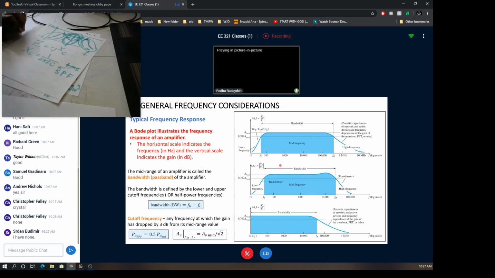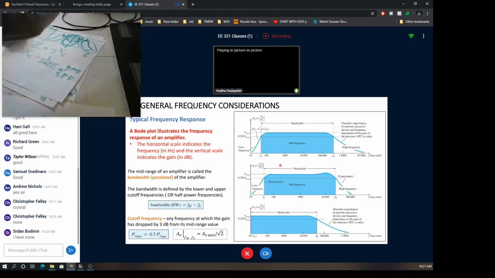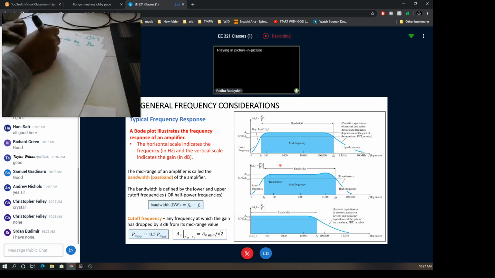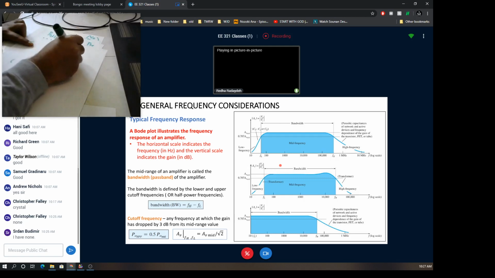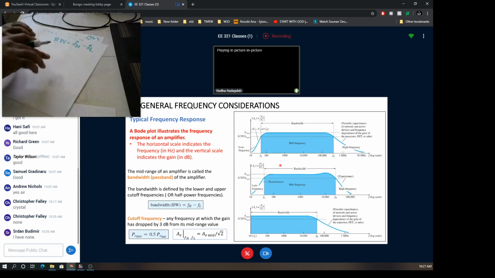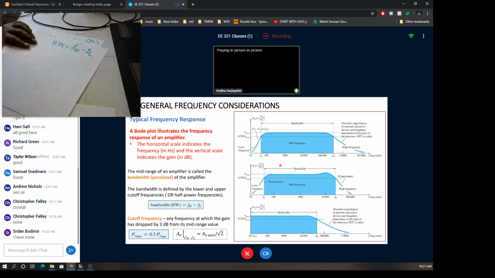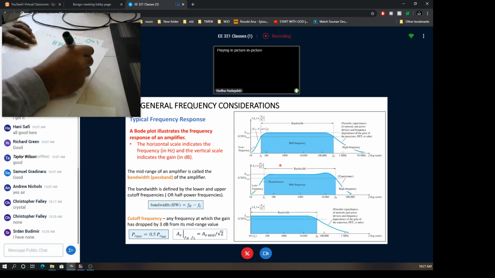Now we define important things based on what we have here. The first thing is the bandwidth of the amplifier. The bandwidth is the difference between two frequency thresholds, one to the right and the other one to the left. So the bandwidth, BW, is FH minus FL. We will define these now. The FH and FL represent the cutoff frequencies of the amplifier.